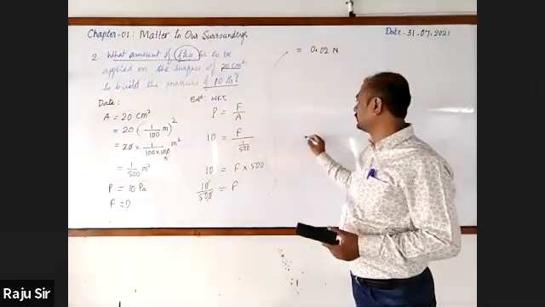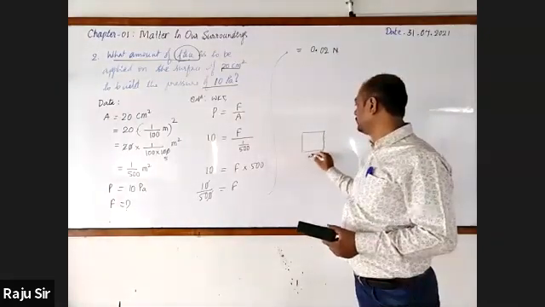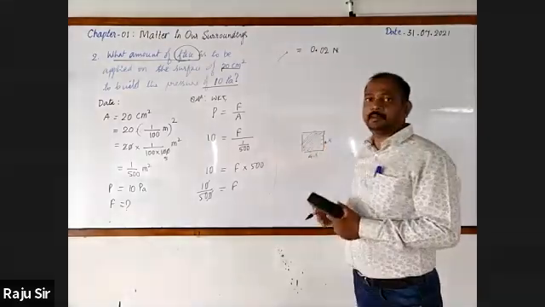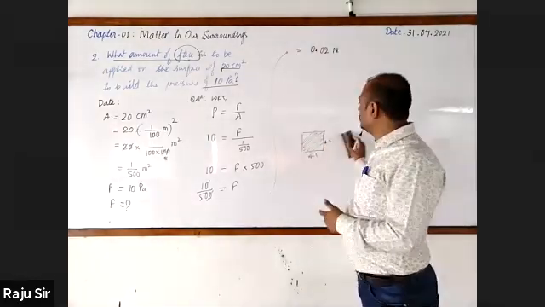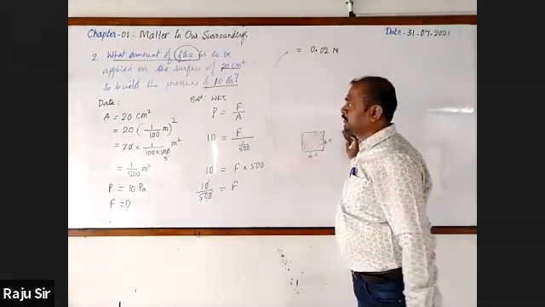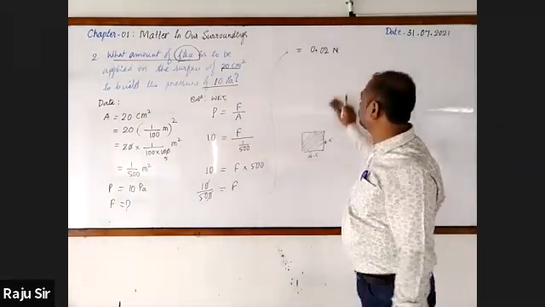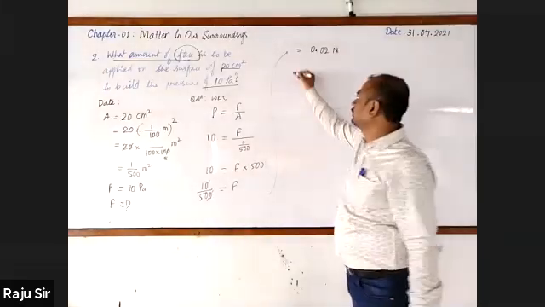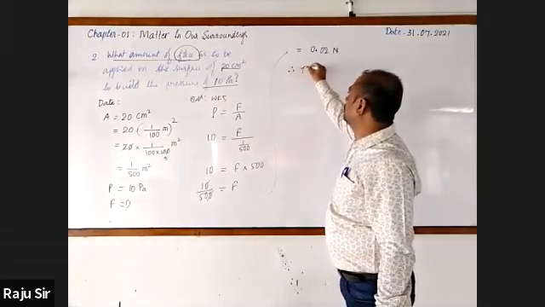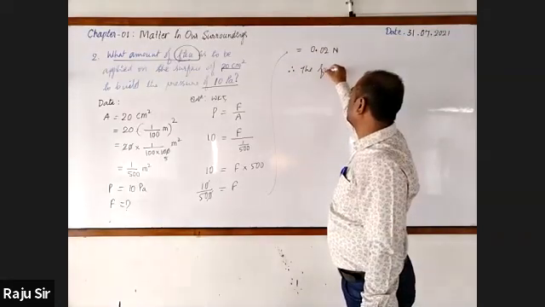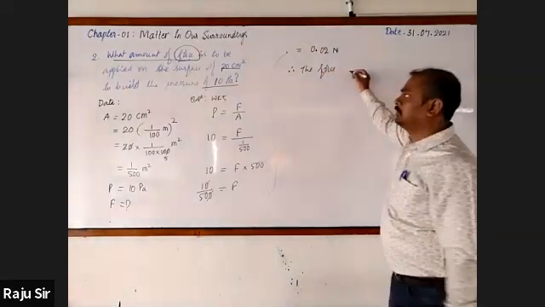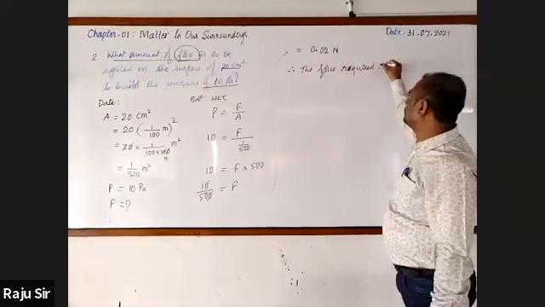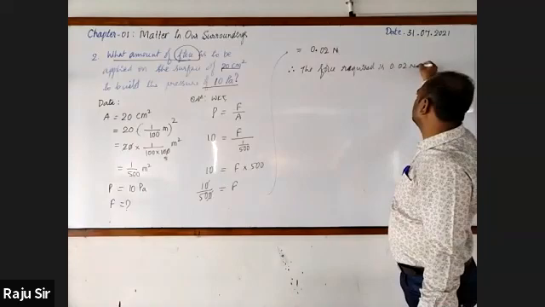This is just 20 centimeters square area, which is very little. Only this much area will be there. On this, to build a pressure of 10 Pascal, what amount of force has to be applied? So this is the force to be applied. Right, the conclusion: therefore, the force required is 0.02 Newton.